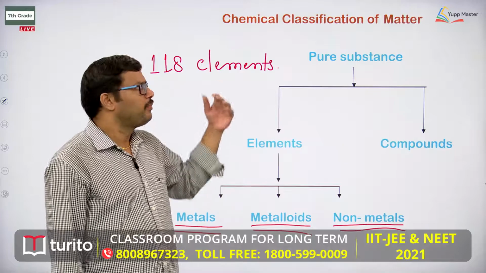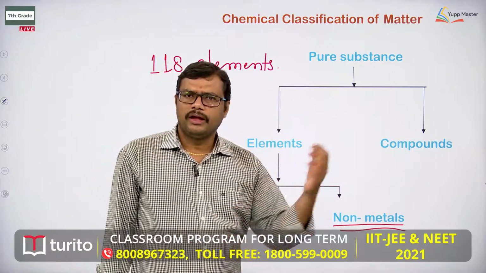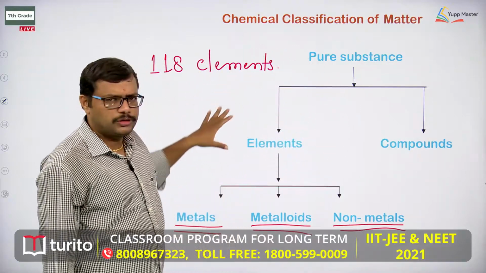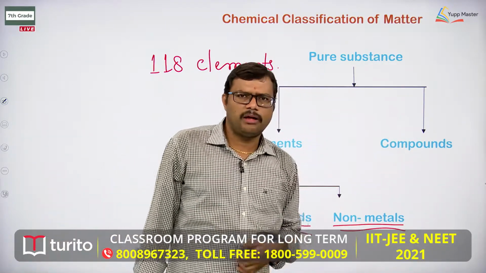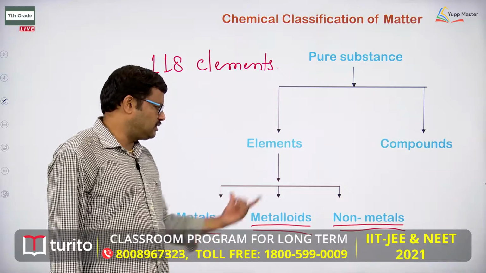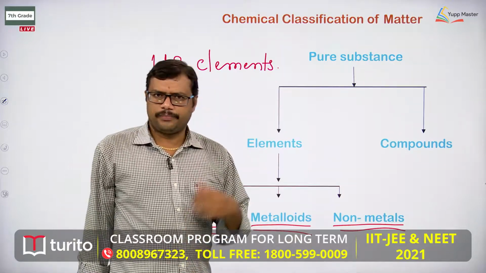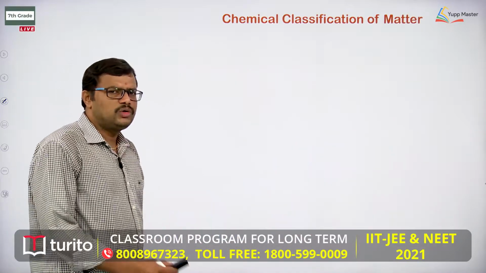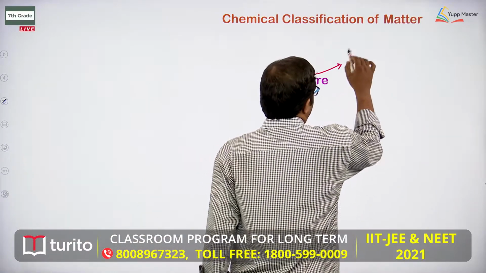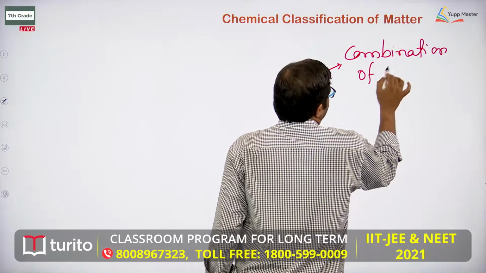In the initial part, we have seen that on chemical classification, whenever we categorize matter on a chemical basis, it can be categorized as pure substance and mixture. When you look at only the pure substance, it is further divided into elements and the combination of elements, that is compounds. Okay. Elements are further divided into three categories, metals, non-metals, metalloids, right? So, we have three different categories for the elements. Now, let us look at the mixture. As I told you, mixture is a combination of pure substances. Okay. So, it is the combination of pure substances.